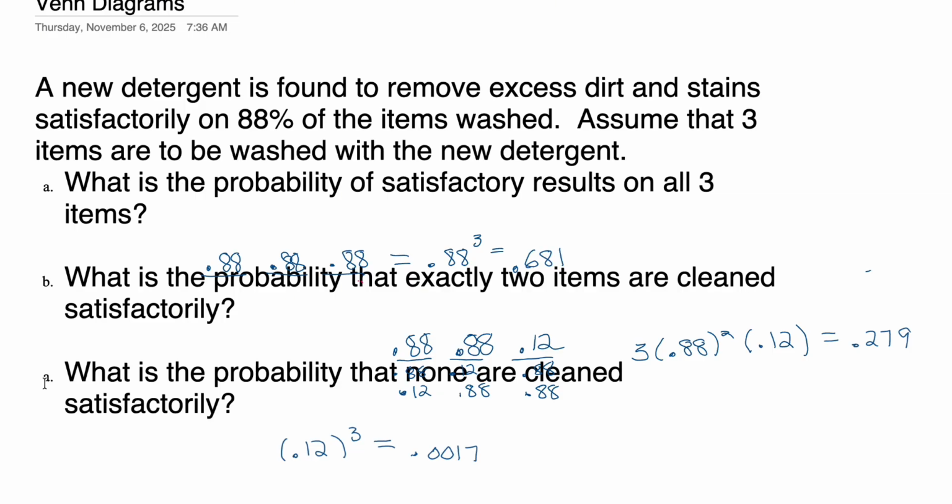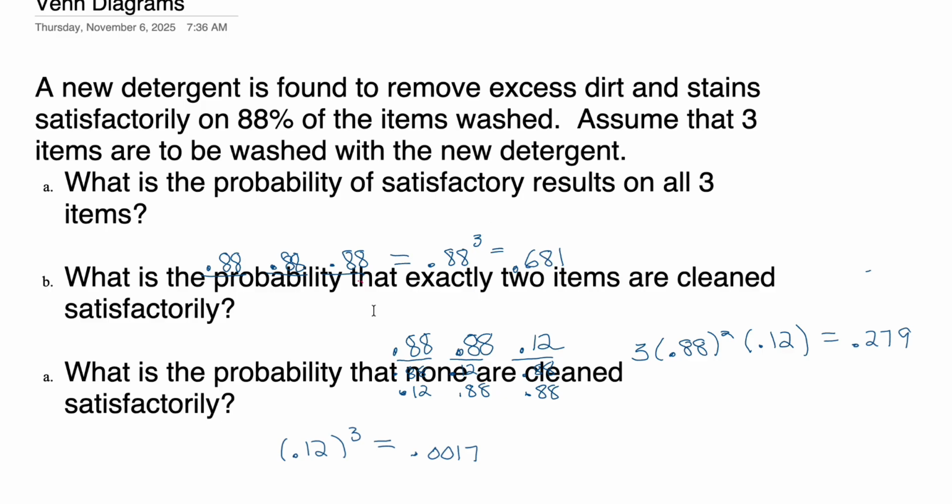So basically, we're just reviewing the concepts we learned from last video to apply here. The probability of satisfactory results on all 3 items will be 88% times itself 3 times. So 88% cubed, which is 0.681.